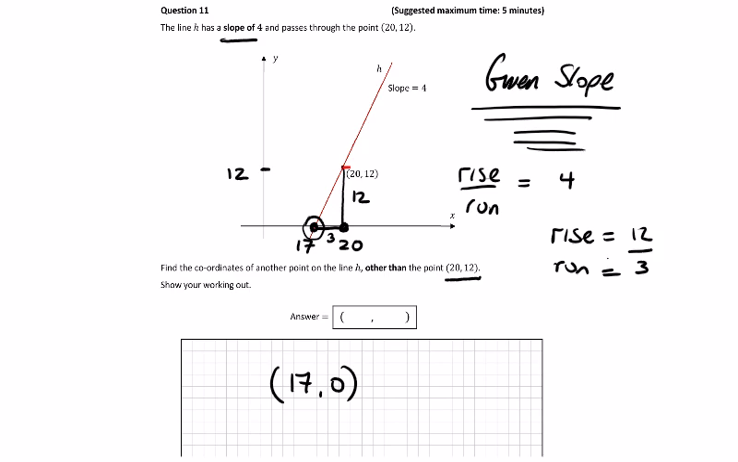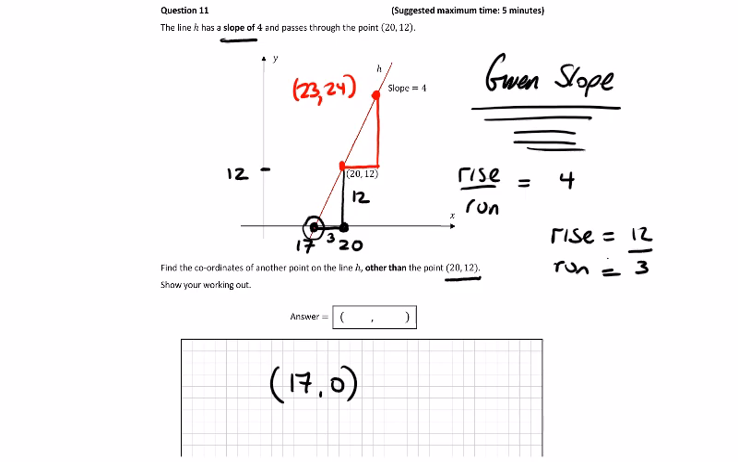If we go out another 3 and up another 12, where will we get to? So that's definitely going to get us up to 24, isn't it? If we go up another 12, we'll be up to 24. And out another 3, well, we're at 20, so 23, 24.